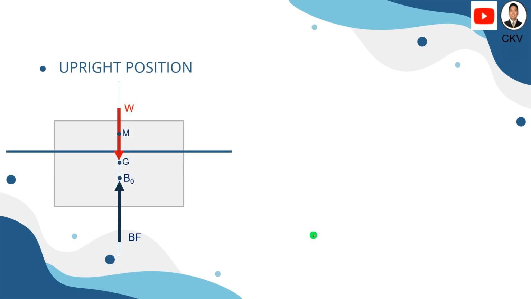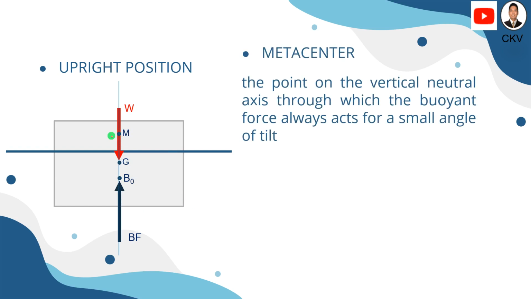here on this floating body are the weight of the body, which is acting on the center of gravity of the body, and we have the upward force, which is the buoyant force, which is acting on the center of buoyancy, or BO, and we have here point M. So what's this point M here? That's what we call the metacenter.